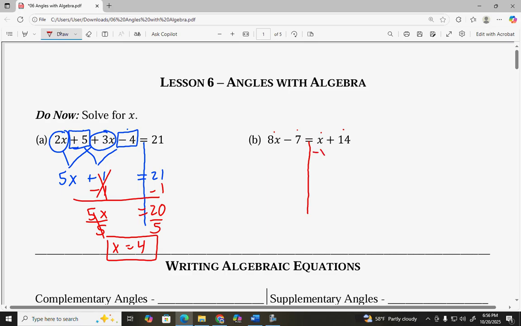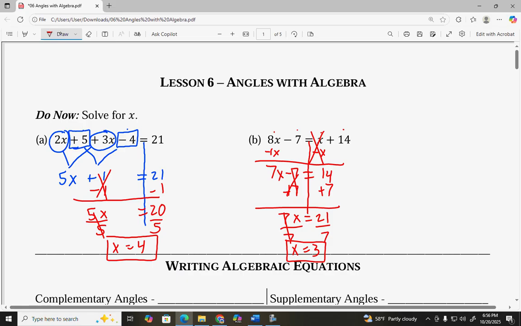Remember, I like to get rid of my variables from the right side, so I'm going to subtract x from both sides. 8x, take away 1x is 7x. Bring down that minus 7. And on the right side, I have a 14. Next, let's add 7 to both sides. So 7x equals 21. Divide both sides by 7. x equals 3.